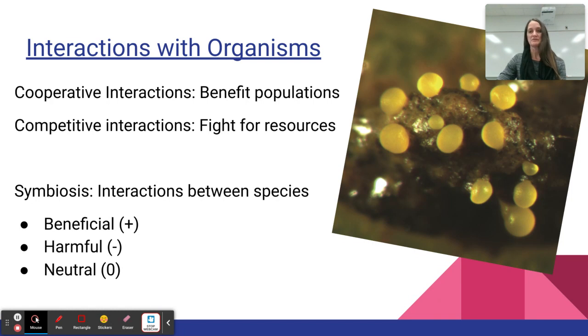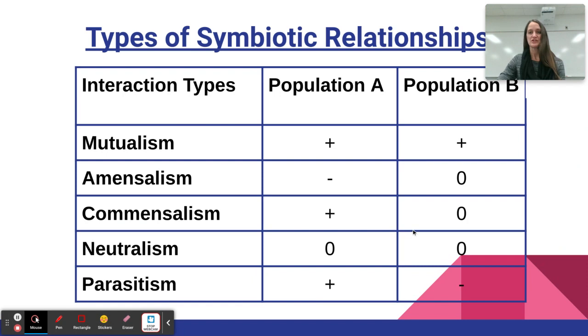And when we talk about interactions between species, we talk about symbiosis. And symbiotic relationships can be beneficial, harmful, or neutral. And in this slide, I chose to represent them by a plus, a minus, and a zero. Because that brings us to our table here that shows us the different types of symbiotic relationships. So in mutualism, you have a positive or a beneficial relationship between the two different species.